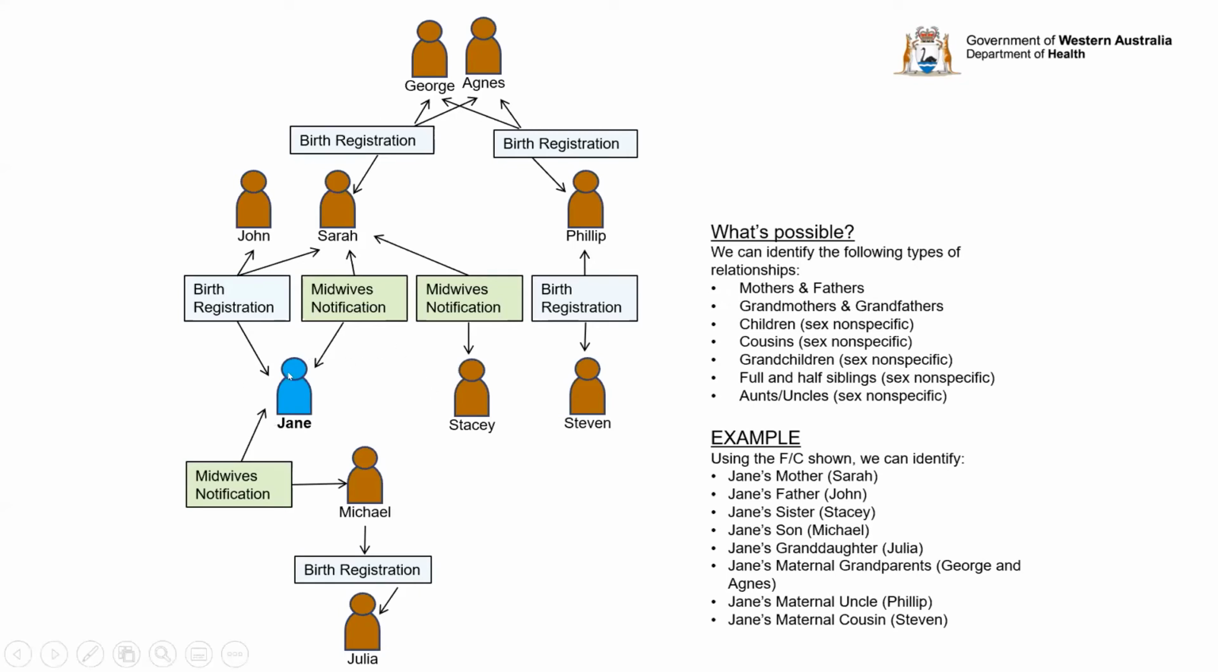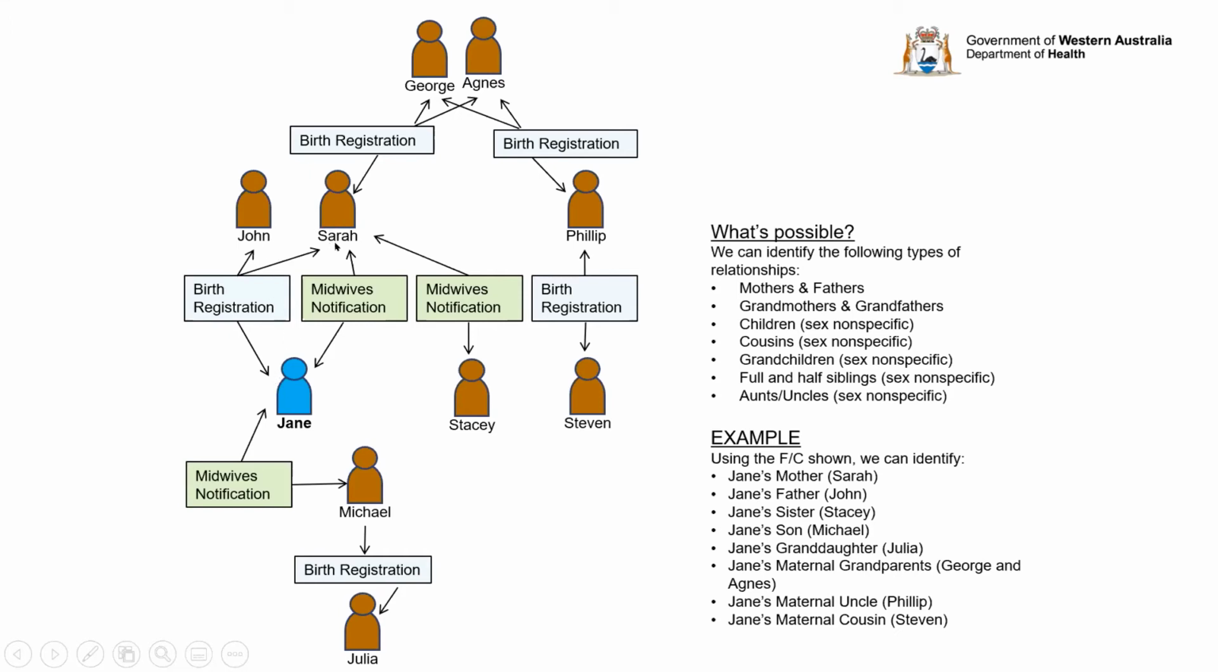So in this example, if we start off with this icon here for Jane, we can see that she has her own birth registration, which tells us that her parents are John and Sarah. She also has a midwife's notification record for her birth, which again confirms her mother is Sarah. We can see that Jane has a midwife's notification record where she is a mother to Michael. So from these records, we've already found Jane's parents and her own child. For Michael, we can see there's a birth registration where he's the father to a child, Julia. So now we can also find Jane's granddaughter. And if we go up from Julia, we can see her great-grandparents, John and Sarah.